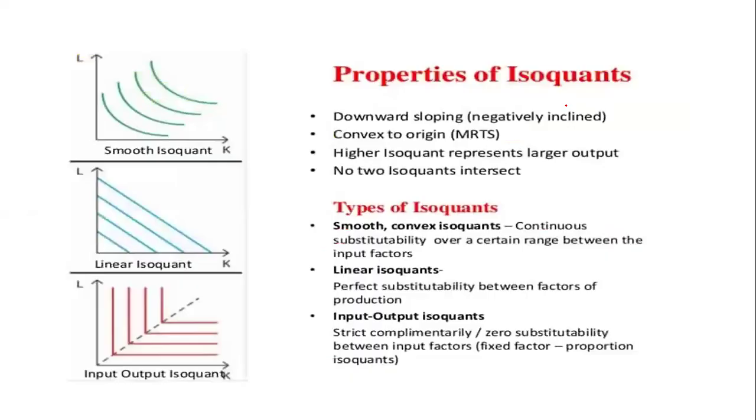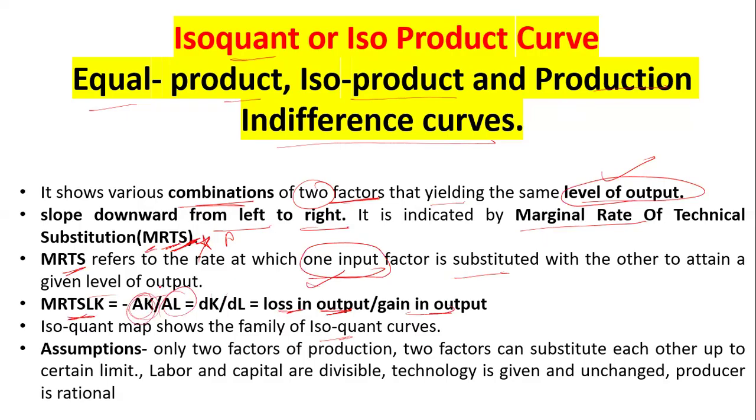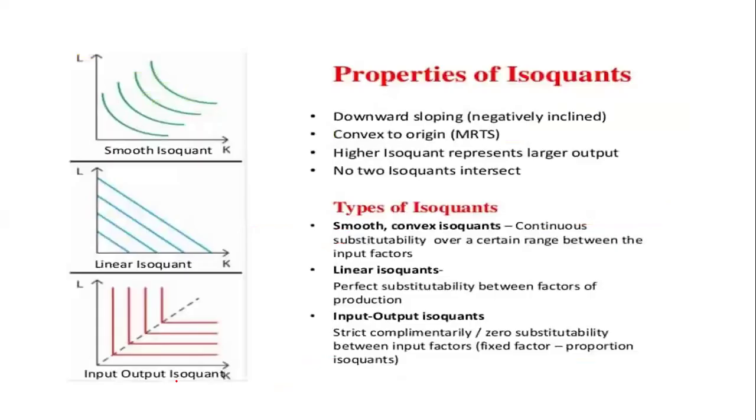Now, the assumptions of the isoquant curve: there are only two factors of production. The two factors are substitutable for each other up to a certain limit. Labor and capital are divisible, technology is given and unchanged, and the producer is rational. Now the properties of the isoquant.